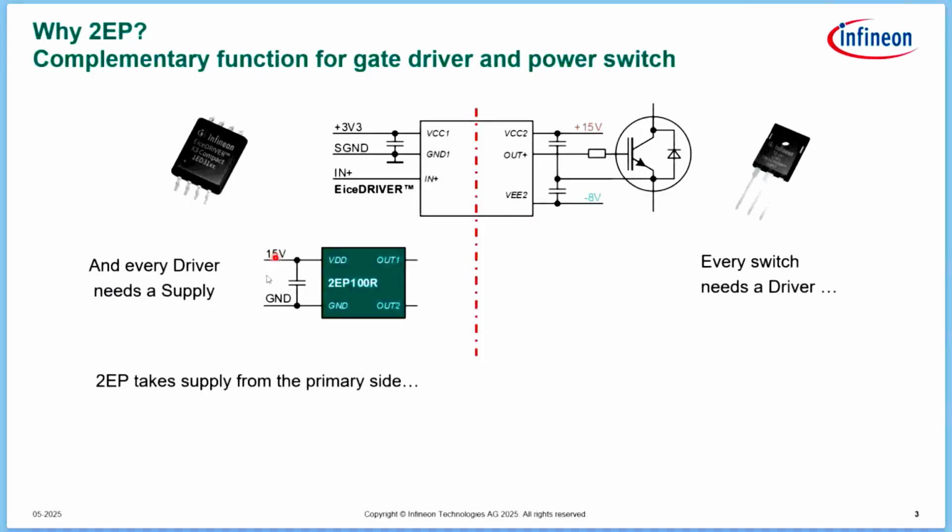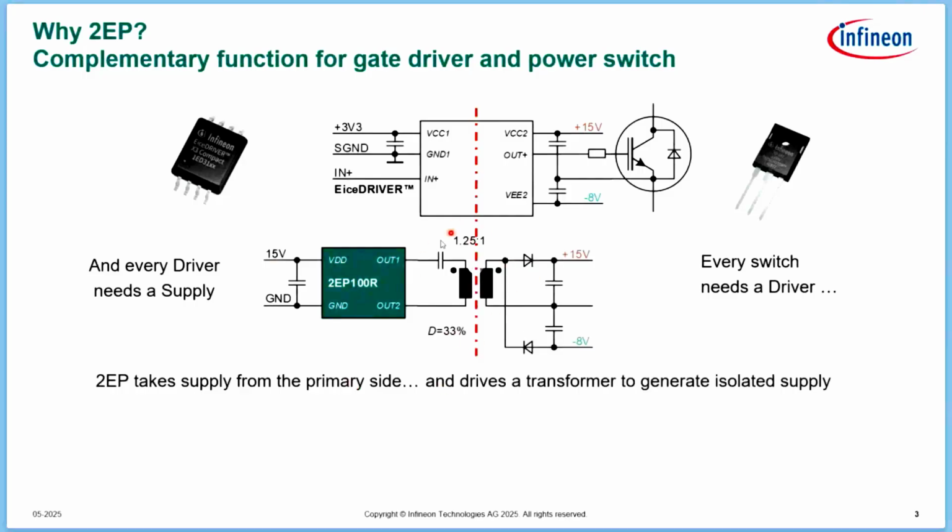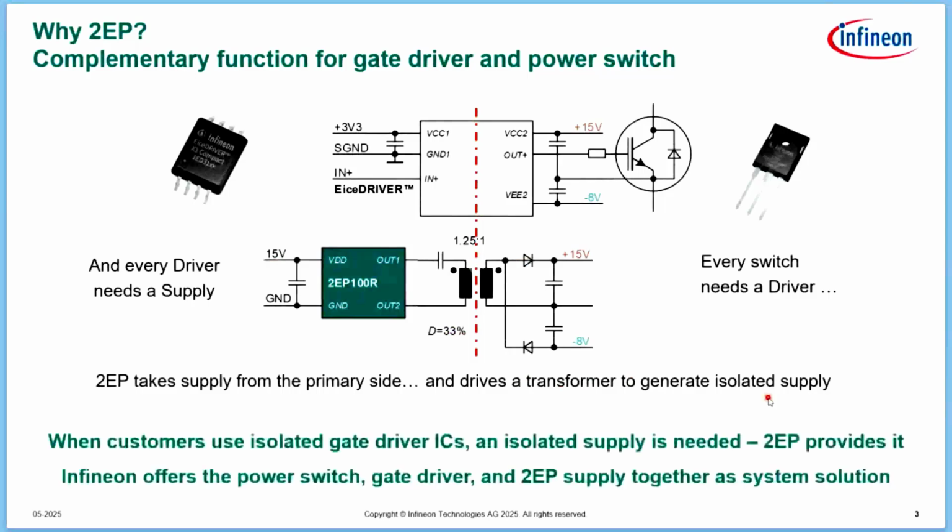And this is where the 2EP comes in. We take the supply from the primary side of the logic, and we are using a transformer like the one from Würth Elektronik to make the isolation happen. And we have a simple rectification stage to create this isolated power supply solution for gate drivers. So basically every time a customer uses an isolated gate driver IC, an isolated power supply in some way is needed, and the 2EP is an IC which provides that solution. And since we provide everything together with our partner Würth, we can give you the whole solution that you need for this system.